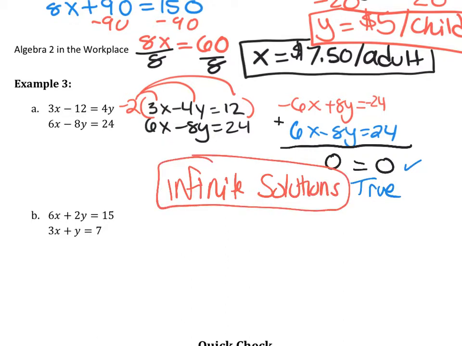Infinite solutions. It's when everything cancels out. Okay, so in this case, everything canceled out. We were left with 0 equals 0. That's a true statement. That's why we have infinitely many solutions.